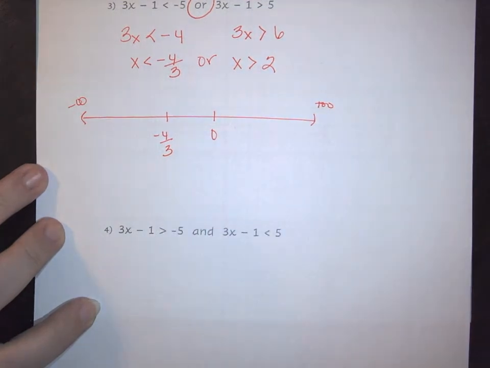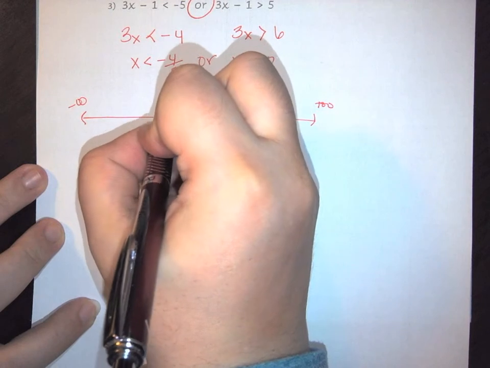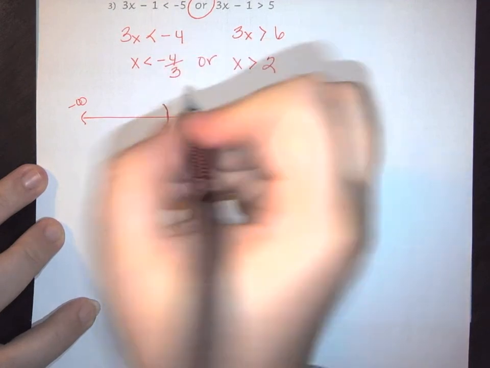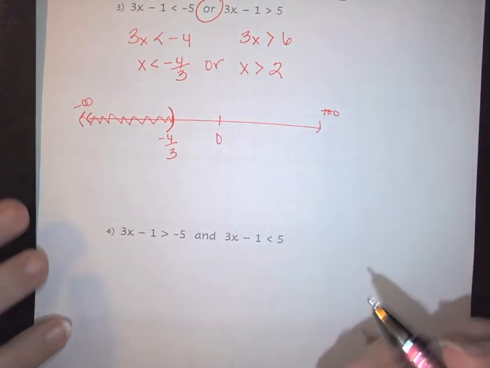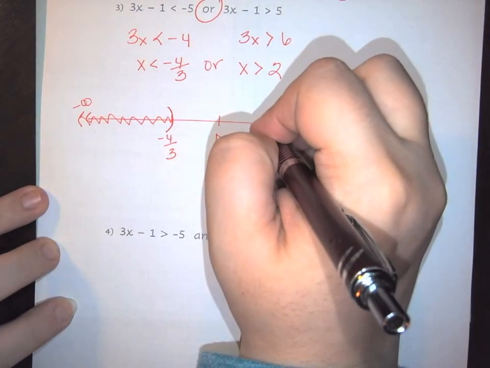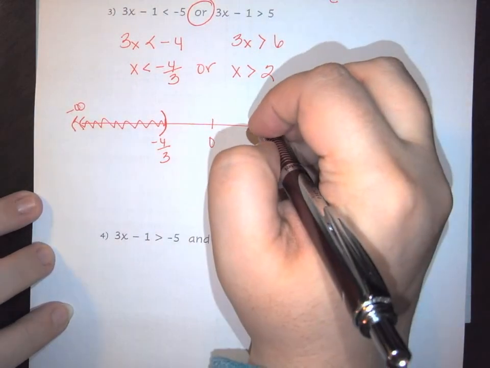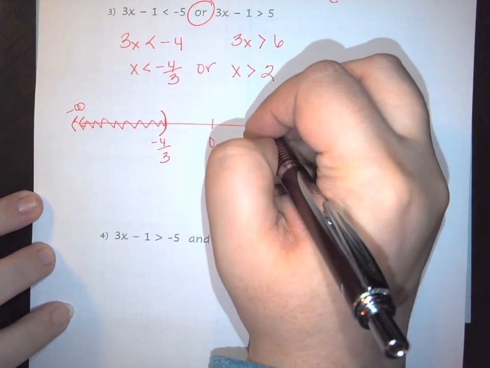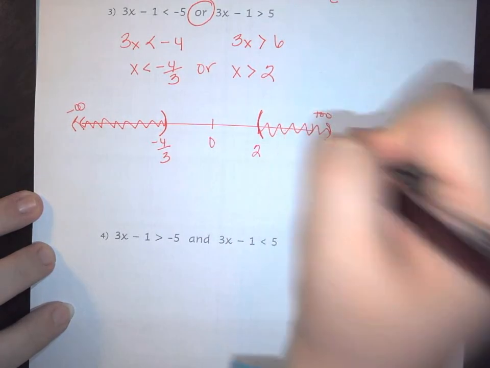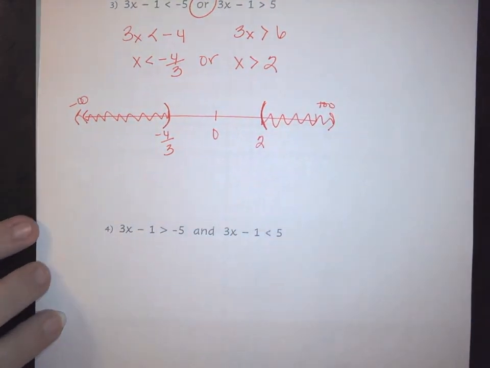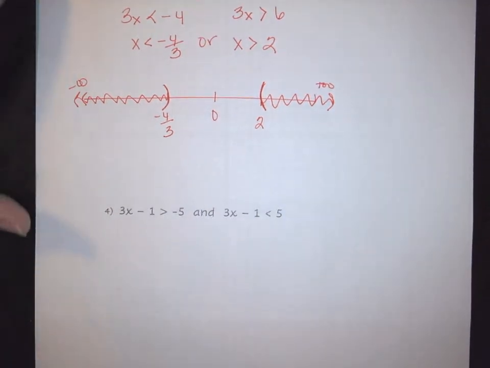Notice there's no equals, so it's going to be a parenthesis. So my parenthesis is going to open facing the negative side, and then I'm going to shade down to the negative piece. On the other side, I've got a 2. My x is greater than 2. So my parenthesis is going to open towards the positive infinity, and I'm going to shade on this side. Notice it looks like wings, so I know I've shaded it the right direction.